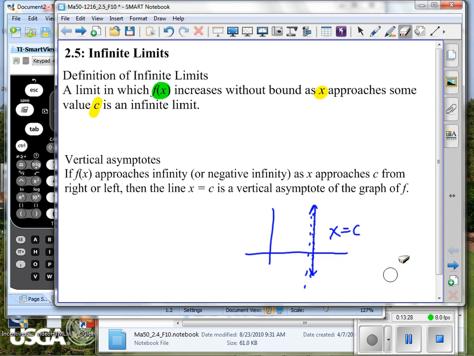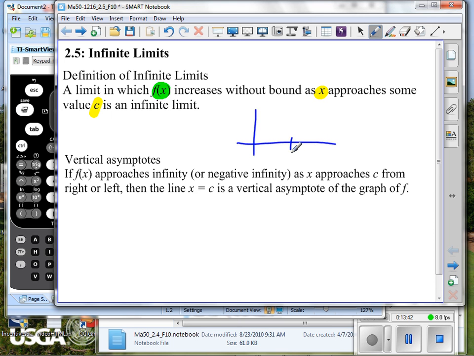Okay, so we have that if the outputs approach infinity, meaning that we have no limit. If we're looking at this, here's my value c, and as I approach c from both directions, I have outputs going maybe there. They could also be going down here. I have outputs going maybe here, but they could also be going down here. I end up with this thing called a vertical asymptote.